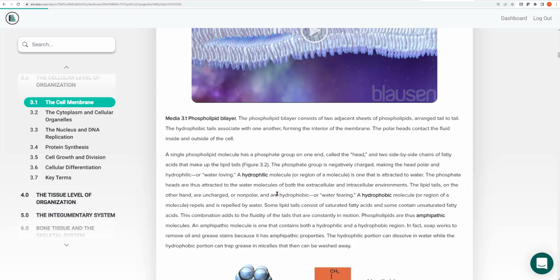The other side of the phospholipid molecule, however, is composed of lipids, what we call the tail of the molecule. Lipids are uncharged molecules. They are non-polar. We'll see this word a lot today. And they are hydrophobic. Hydrophobic meaning they are water-fearing. They move away from water. They do not interact with water.